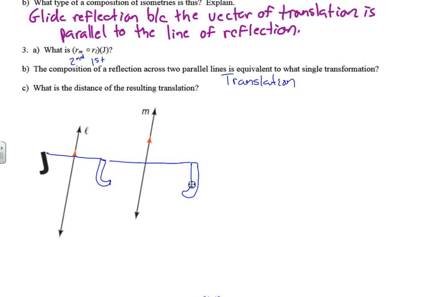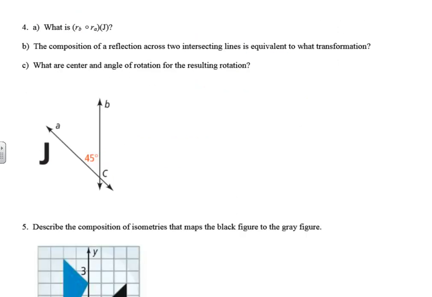All right, it would be twice the distance between lines, line L and line M. So however far apart line L and line M are, that would be the distance of that vector of translation. Okay, so another one of our special cases. And here's our third special case.